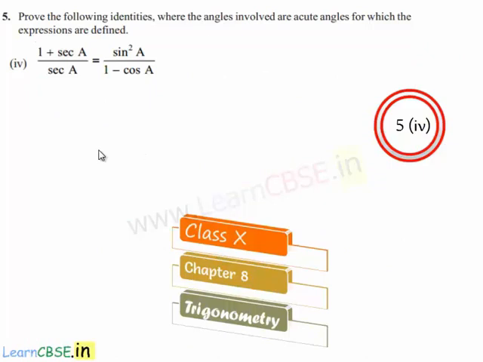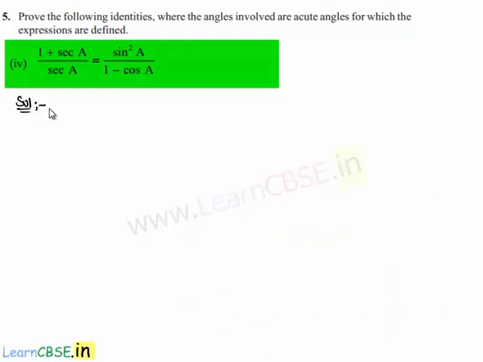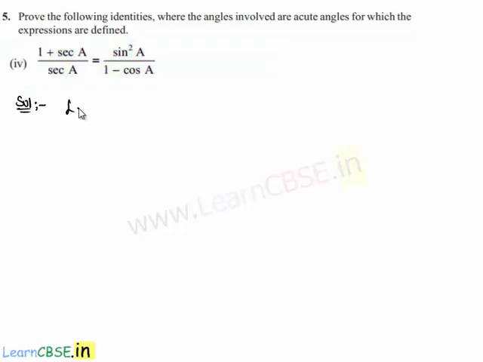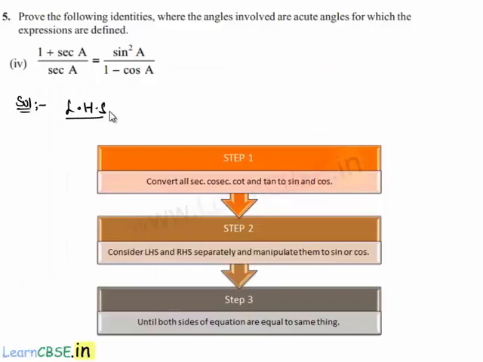Moving on to the fourth bit of the fifth question. Here he has given an equality of two expressions, that is (1 plus secant A) by secant A is equal to sin square A by (1 minus cos A). So let us move on to the solution. As he asked us to prove the equality, let us consider the left hand side and simplify it, then the right hand side and simplify it. If they are equal, then the equality is right.